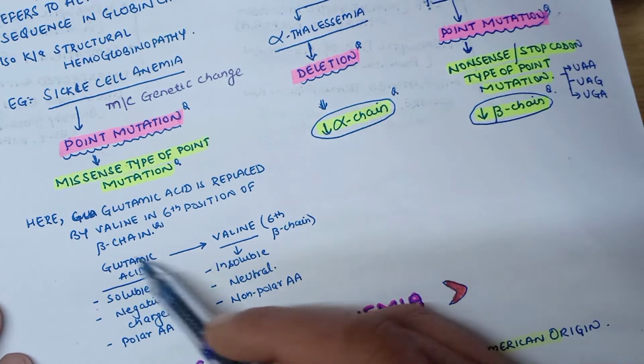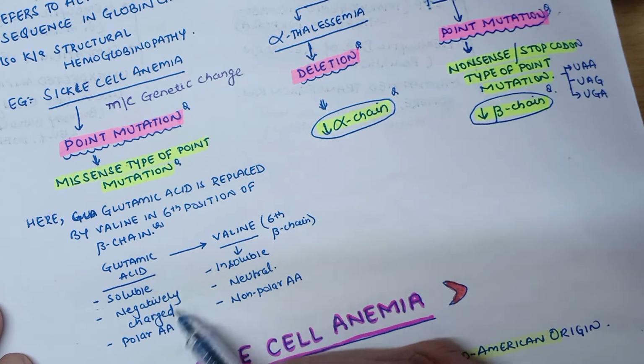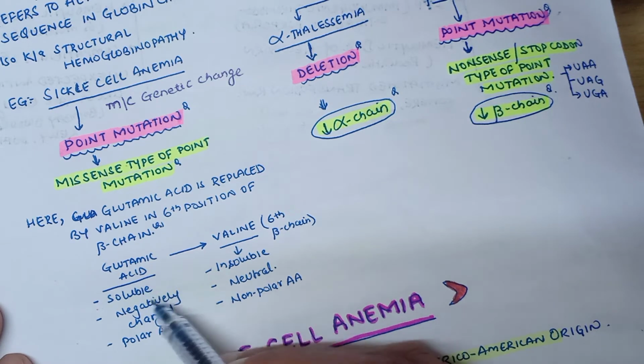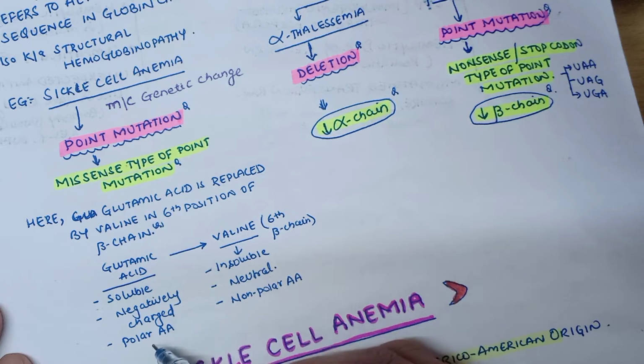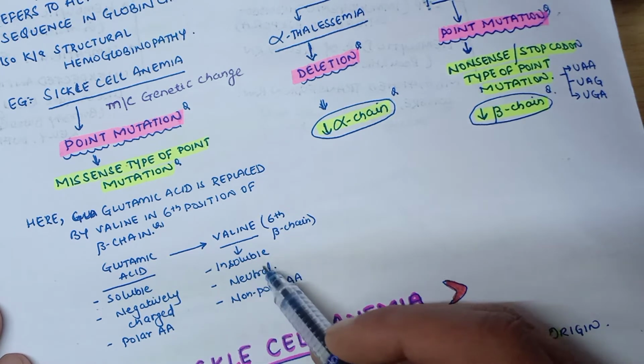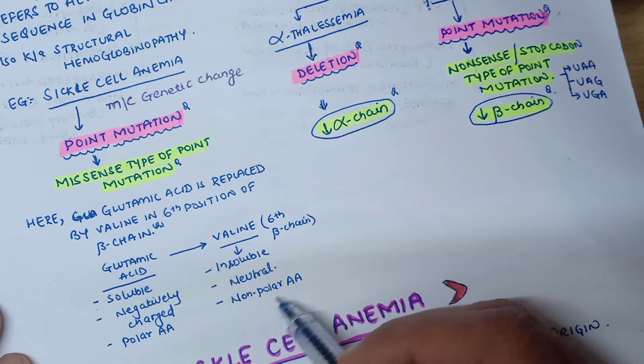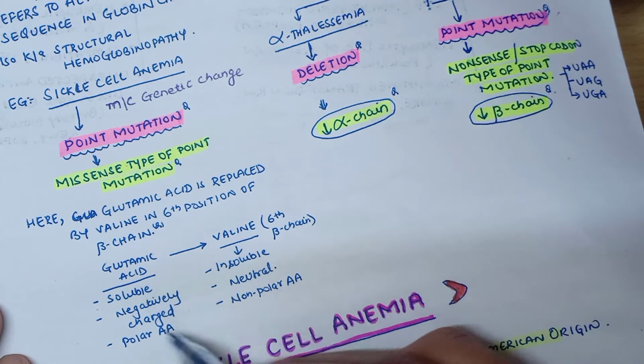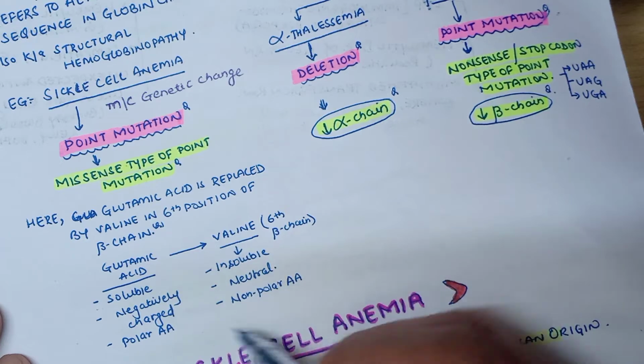Glutamic acid is a soluble, negatively charged, polar amino acid, whereas valine is insoluble, neutral, and a non-polar amino acid. So there is a change in solubility.